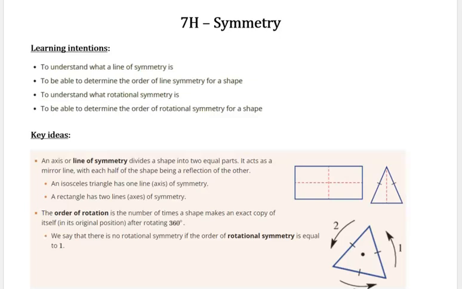So there's two types of symmetry we're going to be asked about. A shape can have lines of symmetry, or it can have order of rotational symmetry. And I want to show you both. And it's not always what you think.